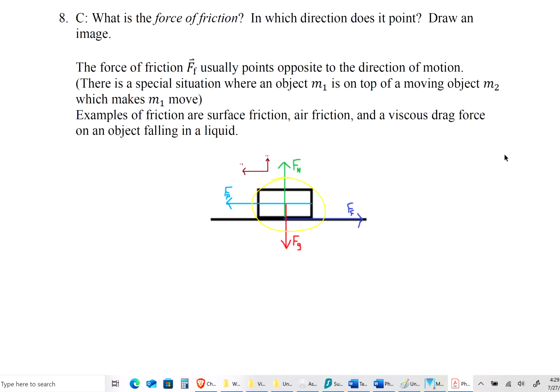So look at this image. Imagine the force of pull is to the left. Something is pulling this object to the left or pushing it to the left. The force of friction is going to be to the right.